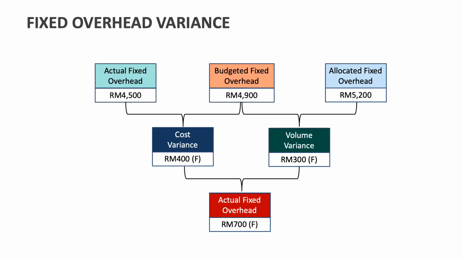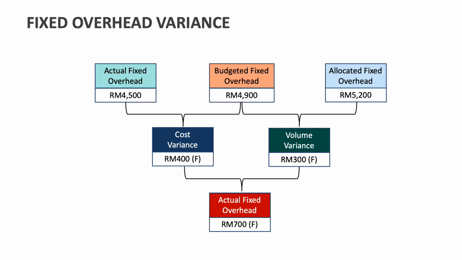So fixed overhead variance is computed like this. Let's say you have fixed overhead in actual case 4,500, and then you have budgeted fixed overhead 4,900. You compare between them, you'll get the cost variance of 400 because the difference is 400 ringgit. But if you are comparing between budgeted fixed overhead and allocated fixed overhead, 4,900 and 5,200, there is a difference of 300. But you need to understand whether to put F or U, favorable or unfavorable.